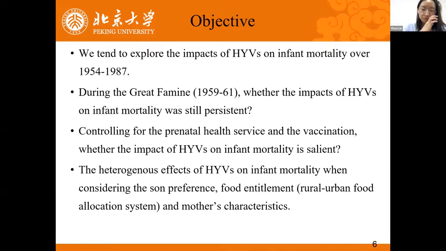Our paper's objective is to explore the impacts of the high-yielding varieties on infant mortality over the years from 1954 to 1987, and to test specifically during the Great Famine, which is from 1959 to 1961, whether the impacts of the high-yielding varieties on infant mortality are still persistent. And after we control for the prenatal health services and vaccination, is the effect still salient? And last, we test the heterogeneous effects of HYVs on infant mortality, like the son preference, food entitlement, and mother's characteristics.